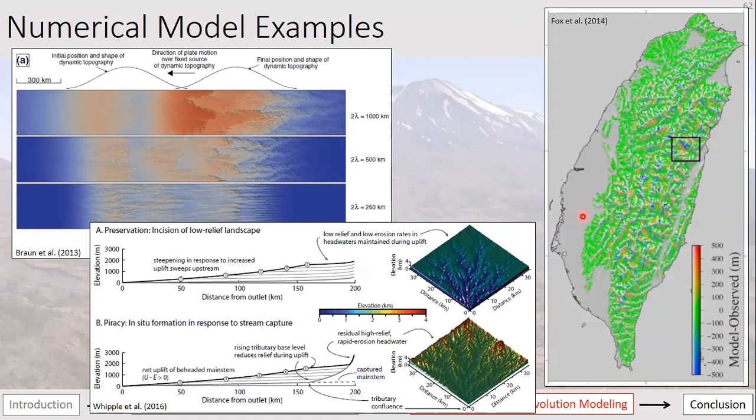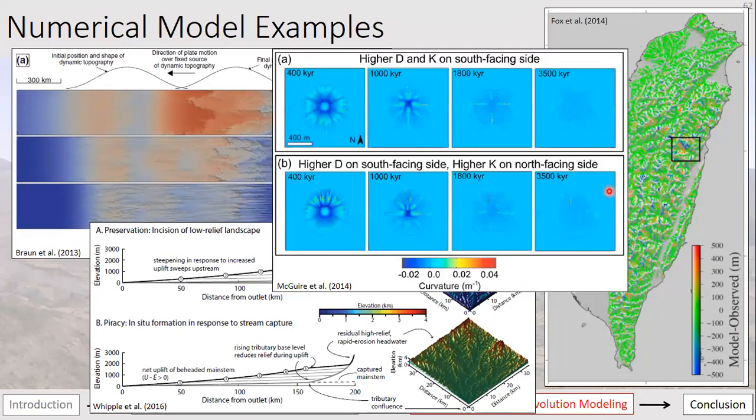Similarly, Fox et al. 2014 combined landscape evolution forward modeling with inverse modeling in order to try to analyze and interpret the tectonic history of Taiwan. And finally, McGuire 2014 looked at differences in erodibility and soil diffusivity between northern and southern portions of cinder cones to look at how these derive different cinder cone asymmetries. And of course, there's many, many other examples.